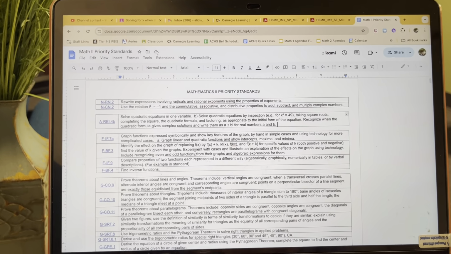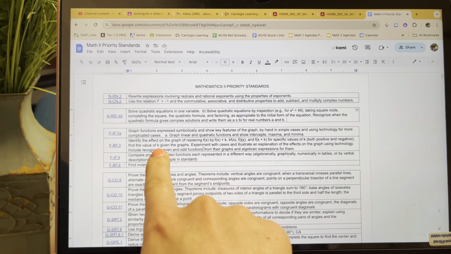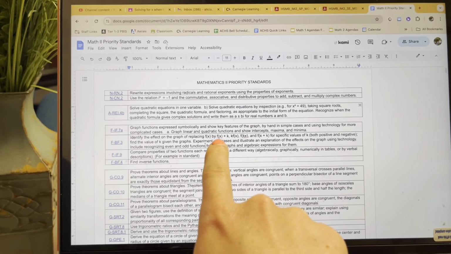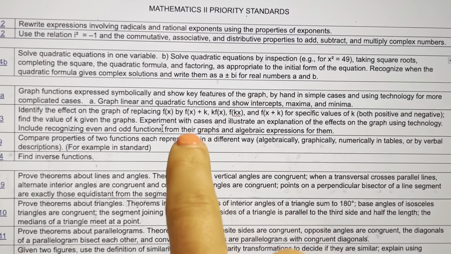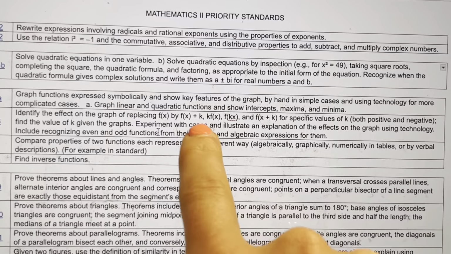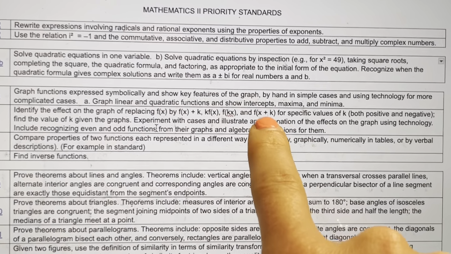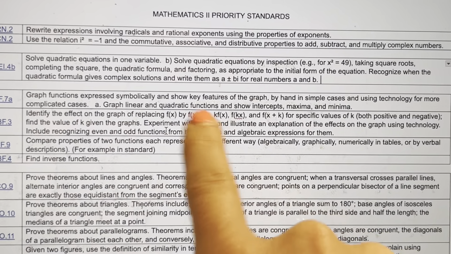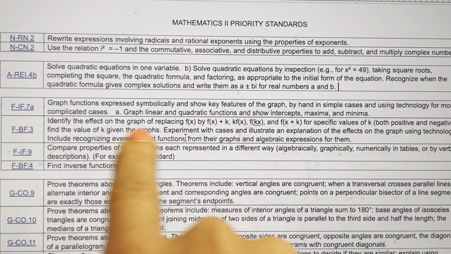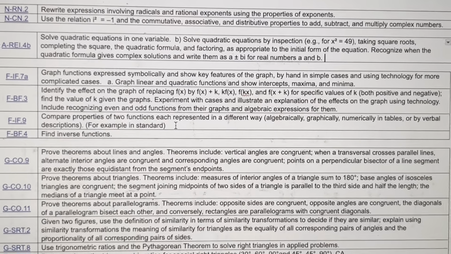So I want to just point out a couple that you've already learned. You are supposed to identify the effect on the graph if you add a number to the outside, if you multiply a number, if you add a number to the inside, for specific values of k. You guys know that those are graph shifts. So we've already actually hit the standard. You're good at this already. Inverse functions, we did technically learn that.